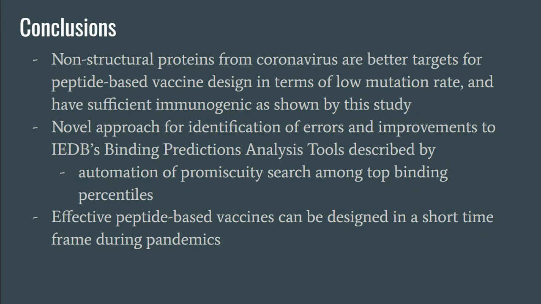Finally, I found that non-structural proteins are better targets for vaccine design. Advantages of targeting epitopes in these proteins include higher conservancy among strains and sufficient immunogenicity, meaning scientists don't have to reinvent the wheel every year. Moreover, I identified a gap in the IEDB software that could greatly improve user accessibility. Finally, the entirety of this project shows that peptide-based vaccines are more efficient and specific in both design and delivery, and can be rapidly implemented.